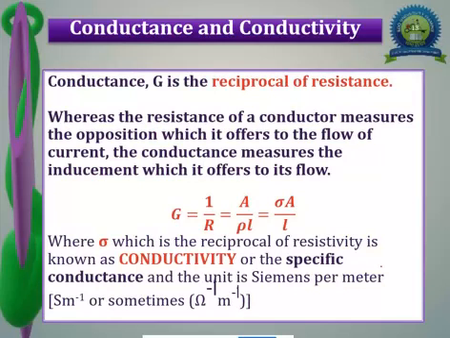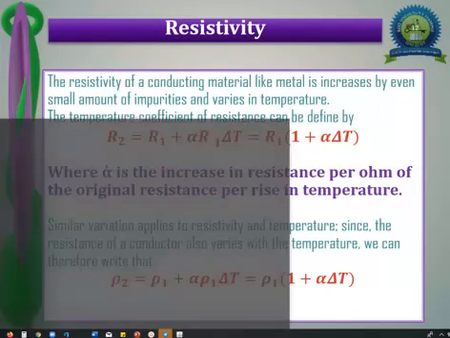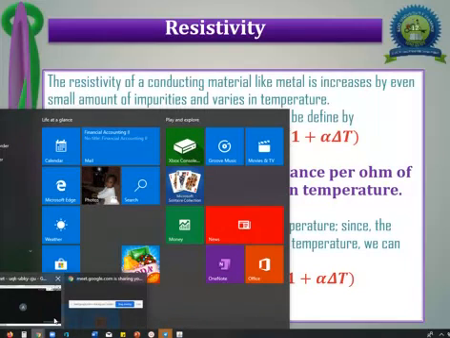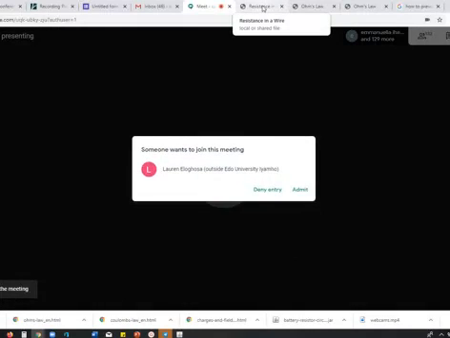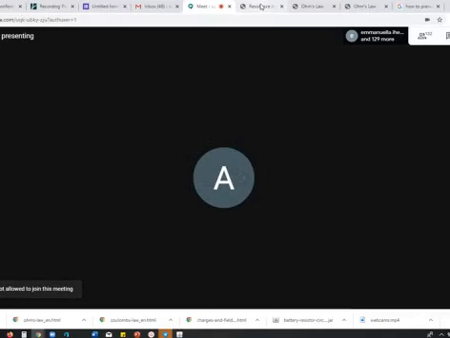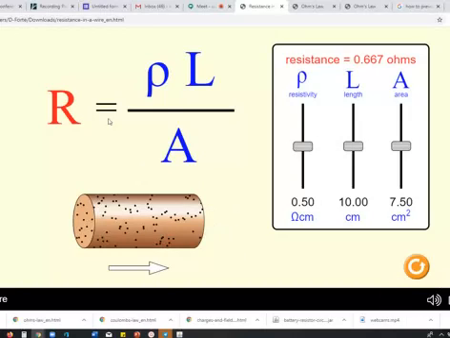Before I go to conductivity, let me also show you quickly a visual illustration of resistivity. Okay, so you have my screen, visual illustration of resistivity. Now, this is the wire you have here. Are you following me? It has a cross-sectional area here which can be computed using pi r squared or pi d squared over 4, as the case may be.